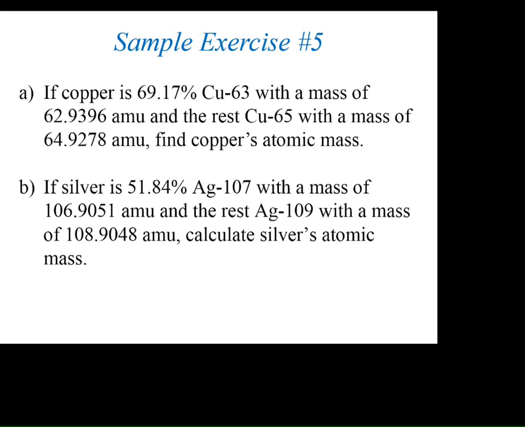Same thing, it's abundance times mass plus abundance times mass. So talk it over. First thing you've got to figure out is what's the other abundance, because it's not given to you. So talk it over. How do you figure that out?